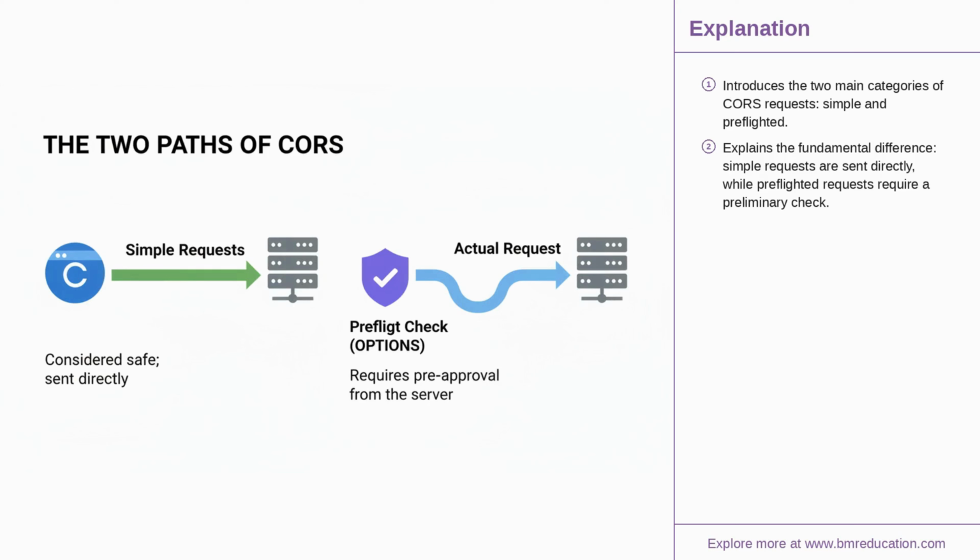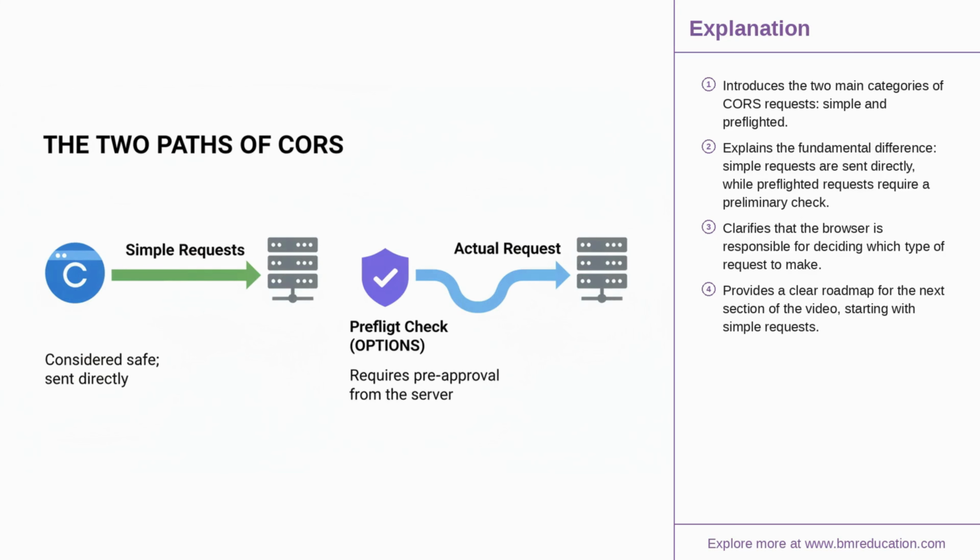The CORS conversation splits into two main paths, depending on the type of request: simple requests and pre-flighted requests. A simple request is considered safe enough to send directly, while a pre-flighted request is potentially more complex and requires the browser to ask for permission first. The browser automatically determines which path to take based on the request's method, headers, and content type. We'll start by exploring the simpler path.